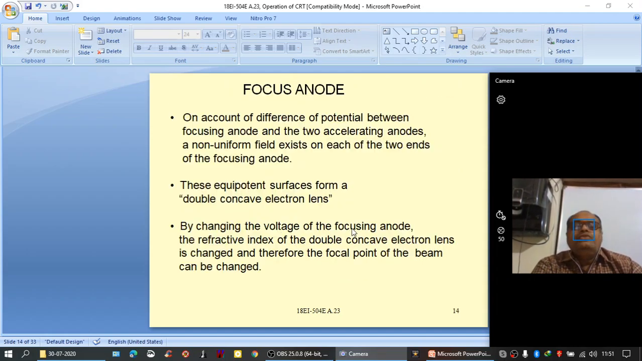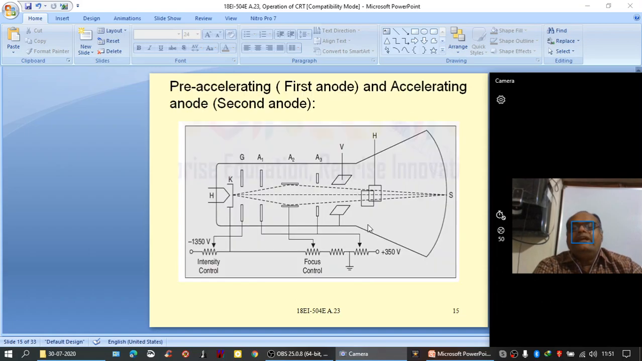By changing the voltage on the focusing anode, the refractive index of the double concave electron lens is changed, and therefore the focal point of the beam can be changed. The focal point, by adjusting this, can be at the middle or slightly upper or slightly lower.